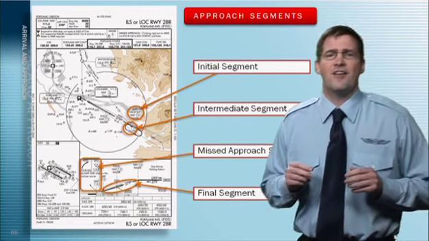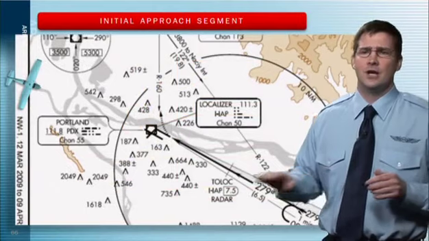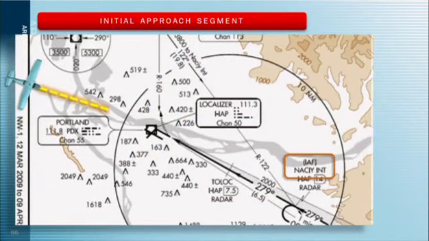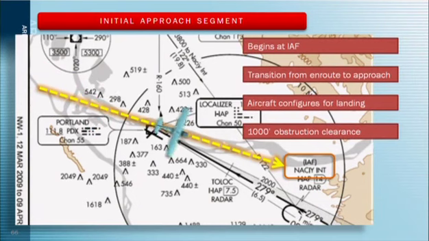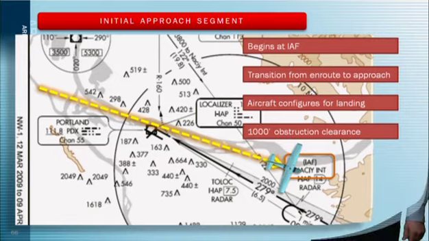Here we have an aircraft poised to fly the approach. The first step is to fly to the IAF, in this case the outer marker. Arriving at the IAF completes the en route transition, and the aircraft is now configured for landing. Also, the pilot is guaranteed 1,000 feet of obstacle clearance.